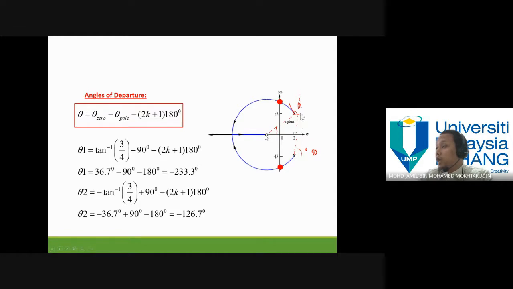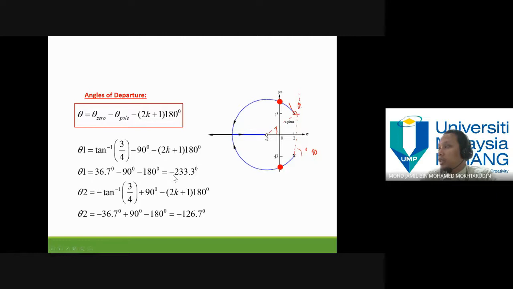So the side far away over the adjacent side. Opposite over adjacent, that's the word. Okay. And then the angle of poles is 90 degrees, and then minus 2k plus 1. So ignore the 2k plus 1, just use 180 degrees. Okay. So this only represents the rotation. Okay. So use 180 degrees.